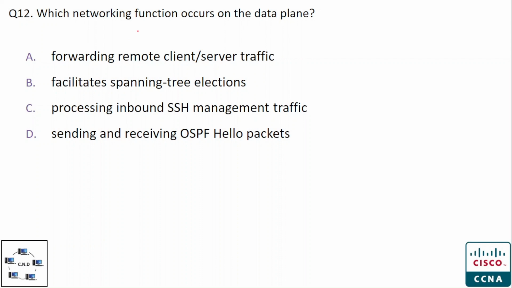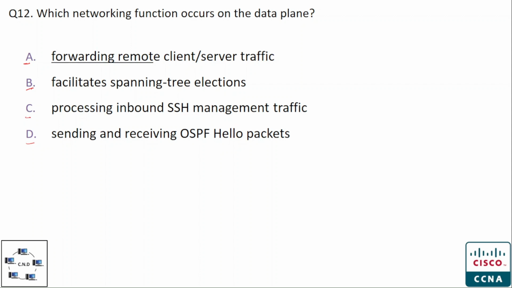Question number 12. Which networking function occurs at the data plane? And the options are option A, forwarding remote client server traffic. Option B, facilitates spanning tree elections. Option C, processing inbound SSH management traffic. And option D, sending and receiving OSPF hello packets.